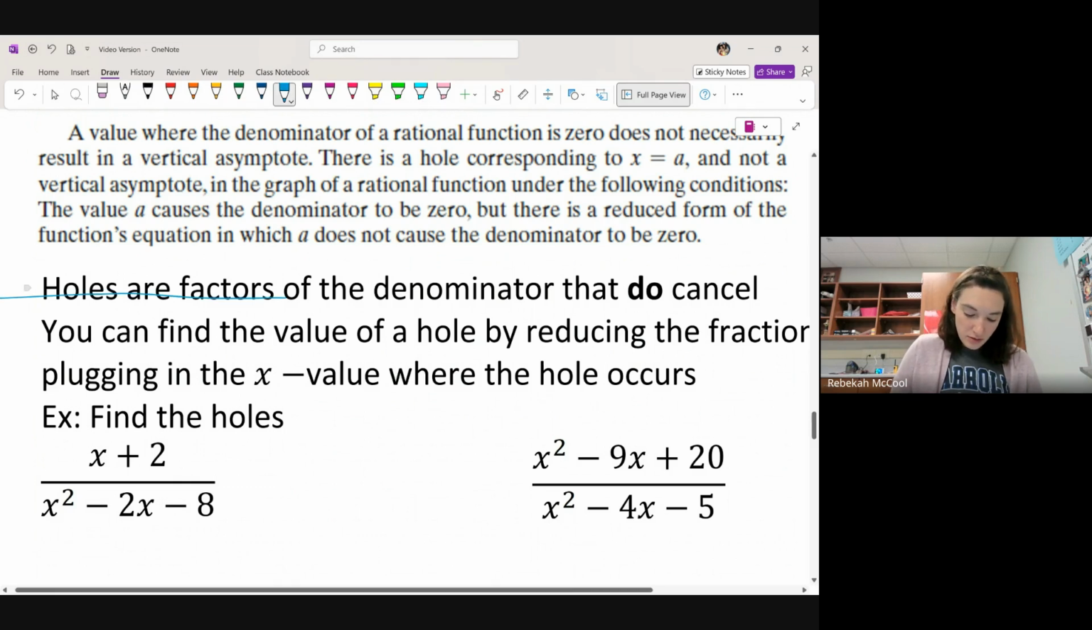So what that means is, holes are factors of the denominator that do cancel.